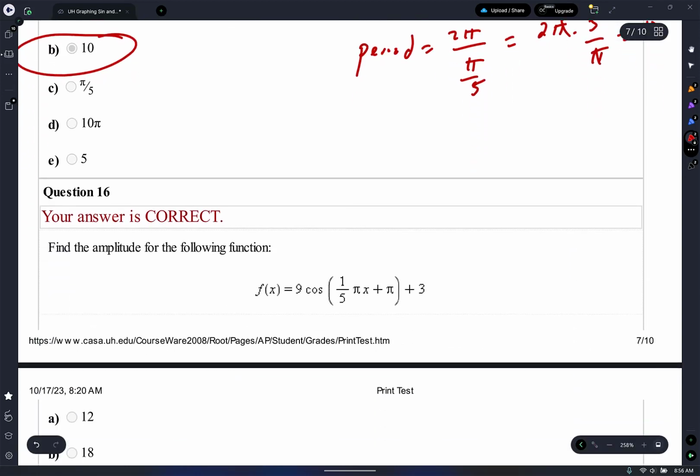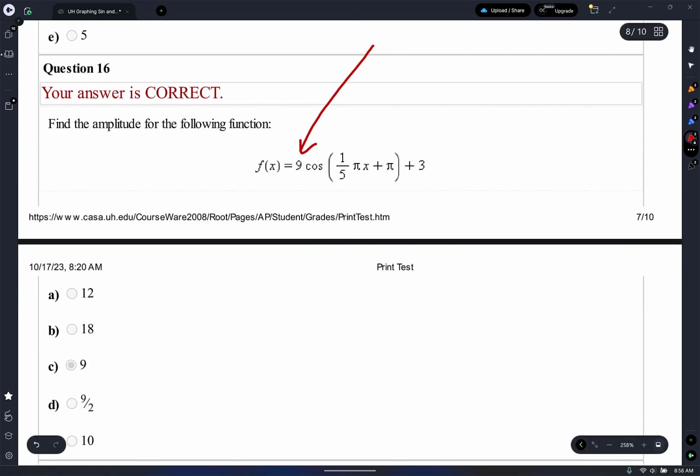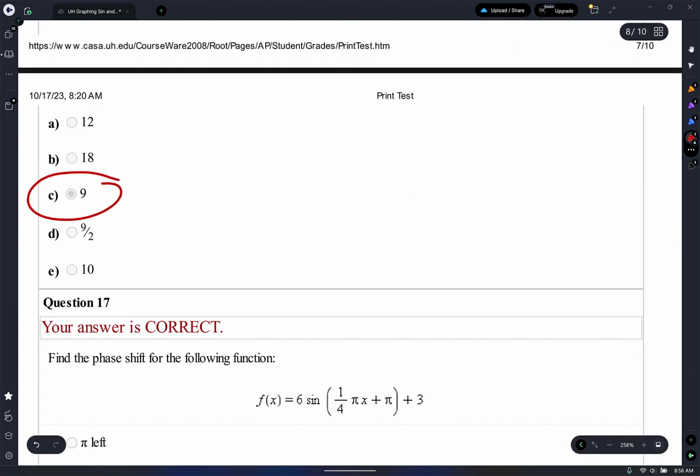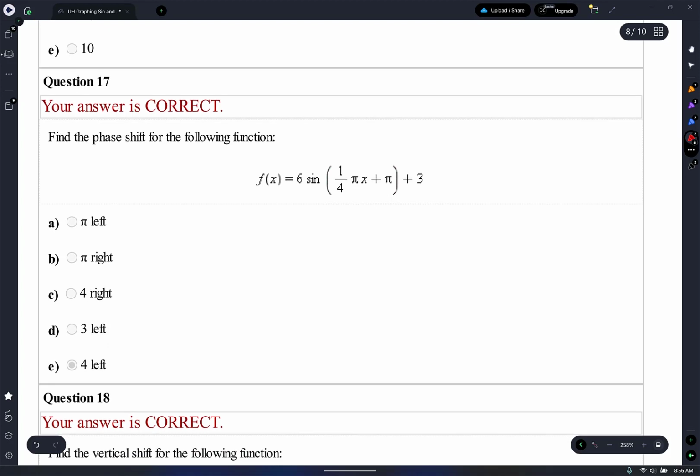See? Find the amplitude. Again, we just look for the number in front of the cosine. What's the amplitude? 9. Yeah, too simple. Okay, this is probably the hardest one in the whole thing.